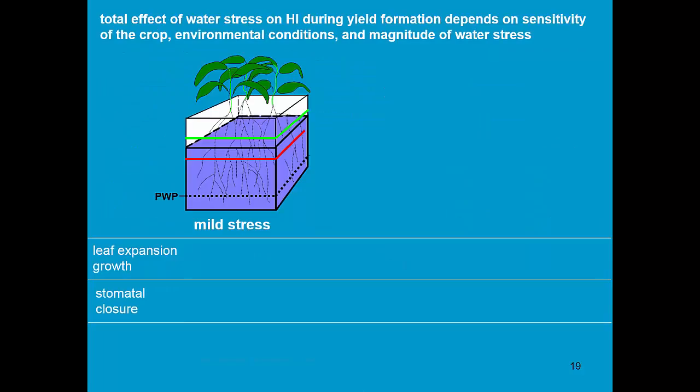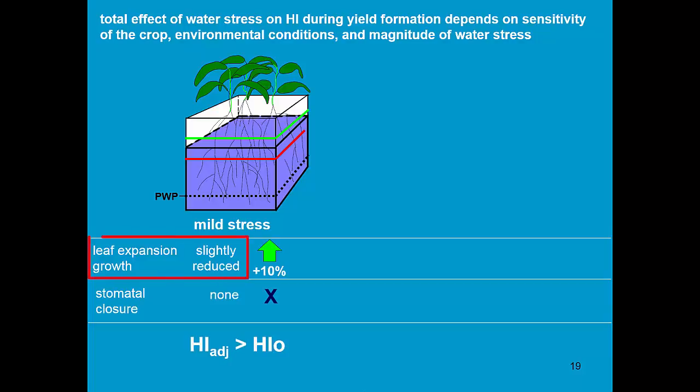So as a summary, the total effect of water stress on the harvest index during yield formation depends on the sensitivity of the crop, these are the crop parameters, the environmental conditions and the magnitude of the water stress. So if we have a mild stress, which affects the leaf expansion growth, but not the stomatal closure, the harvest index will increase, for example, by 10%.